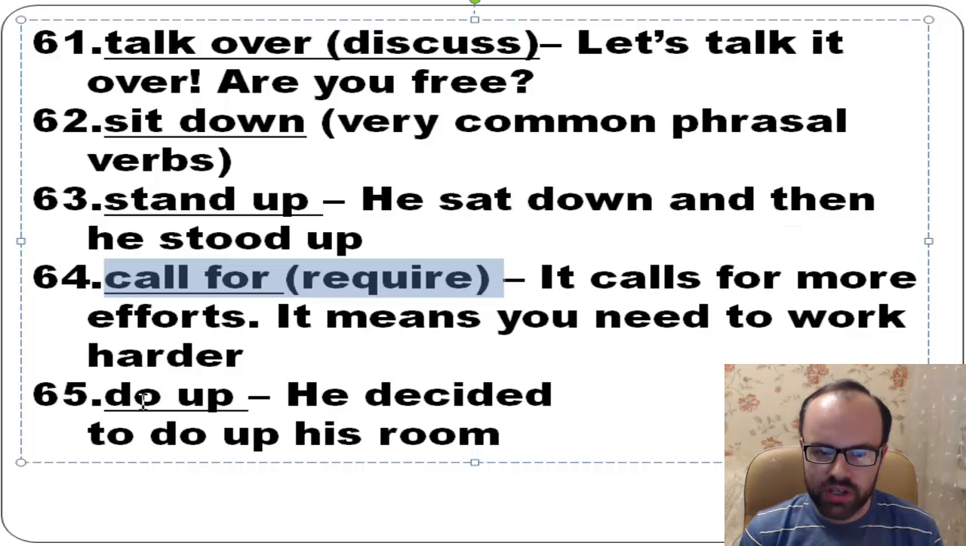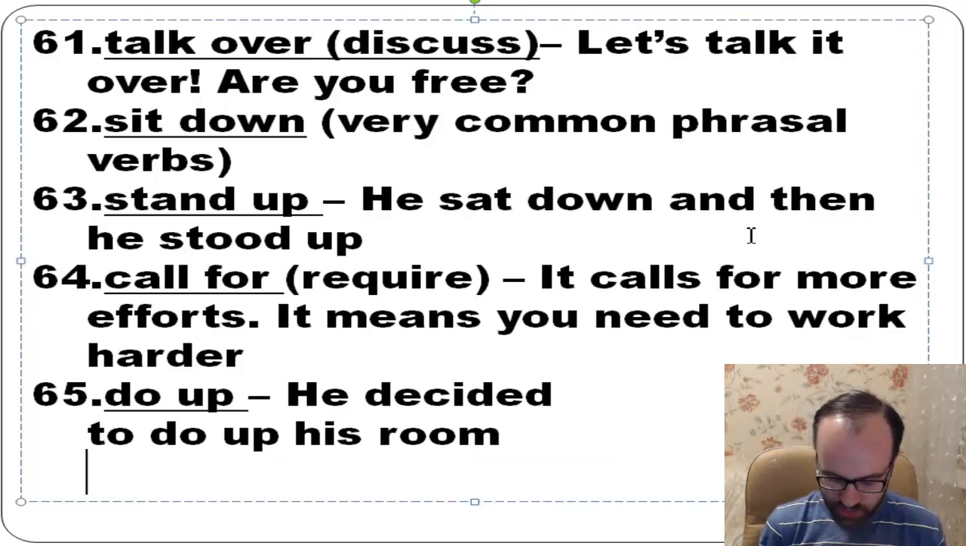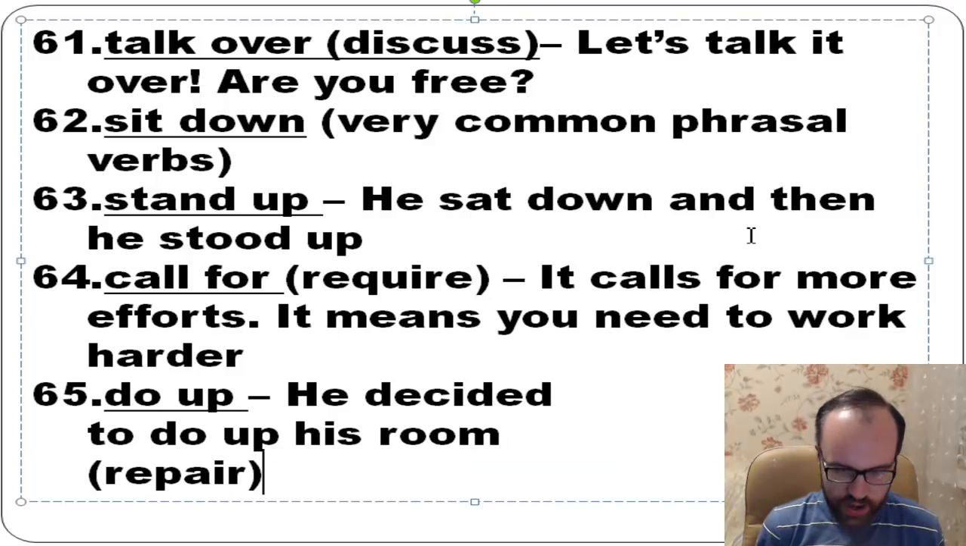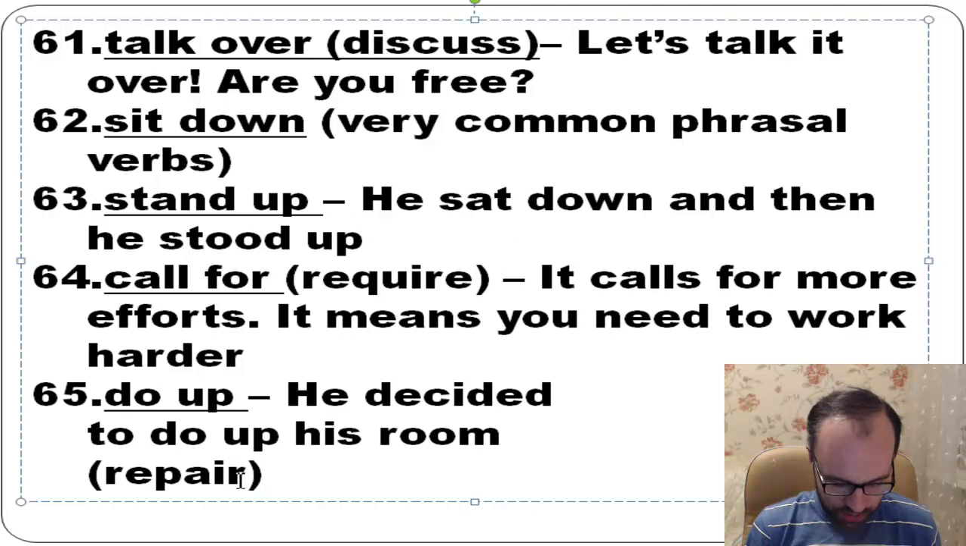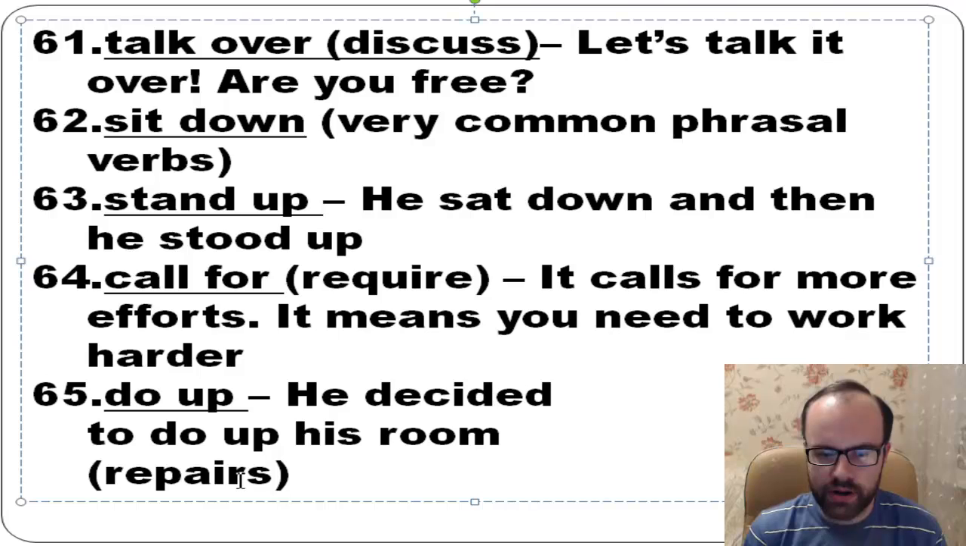Do up. He decided to do up his room. Do up means repair. Maybe his room was in a bad condition, and he decided to change something, maybe to repair it or to redecorate it. So it's about repairs. Next.